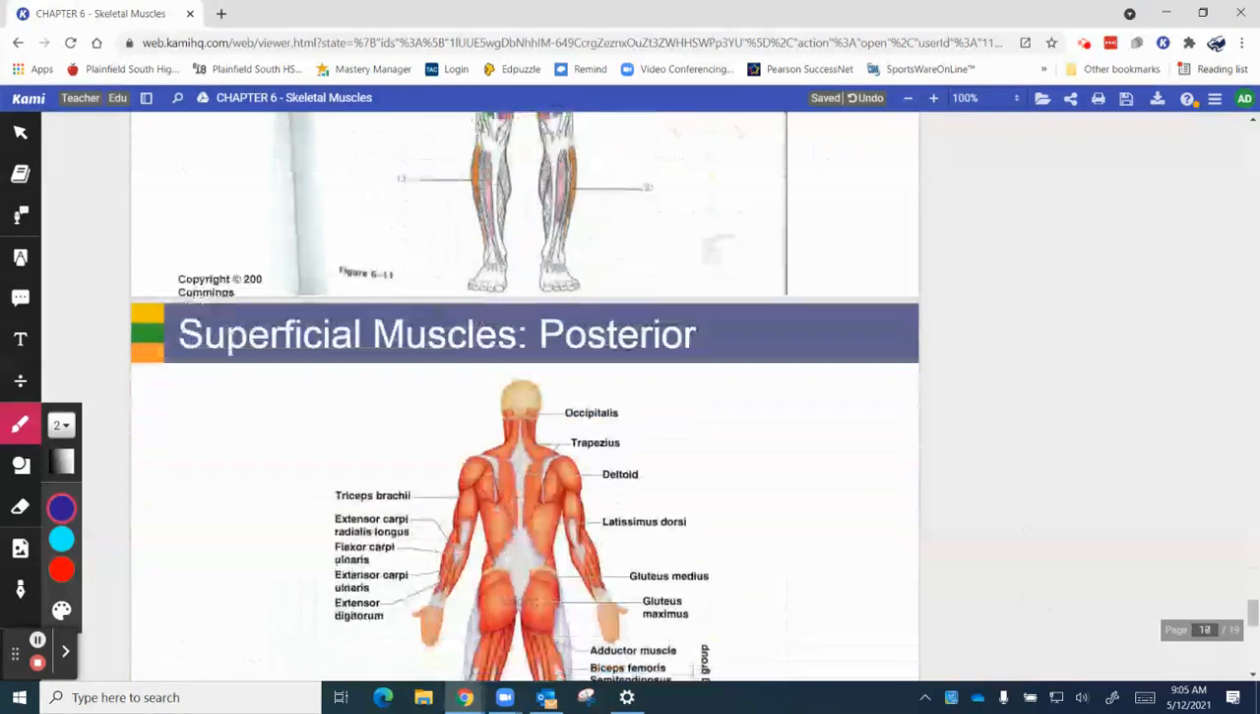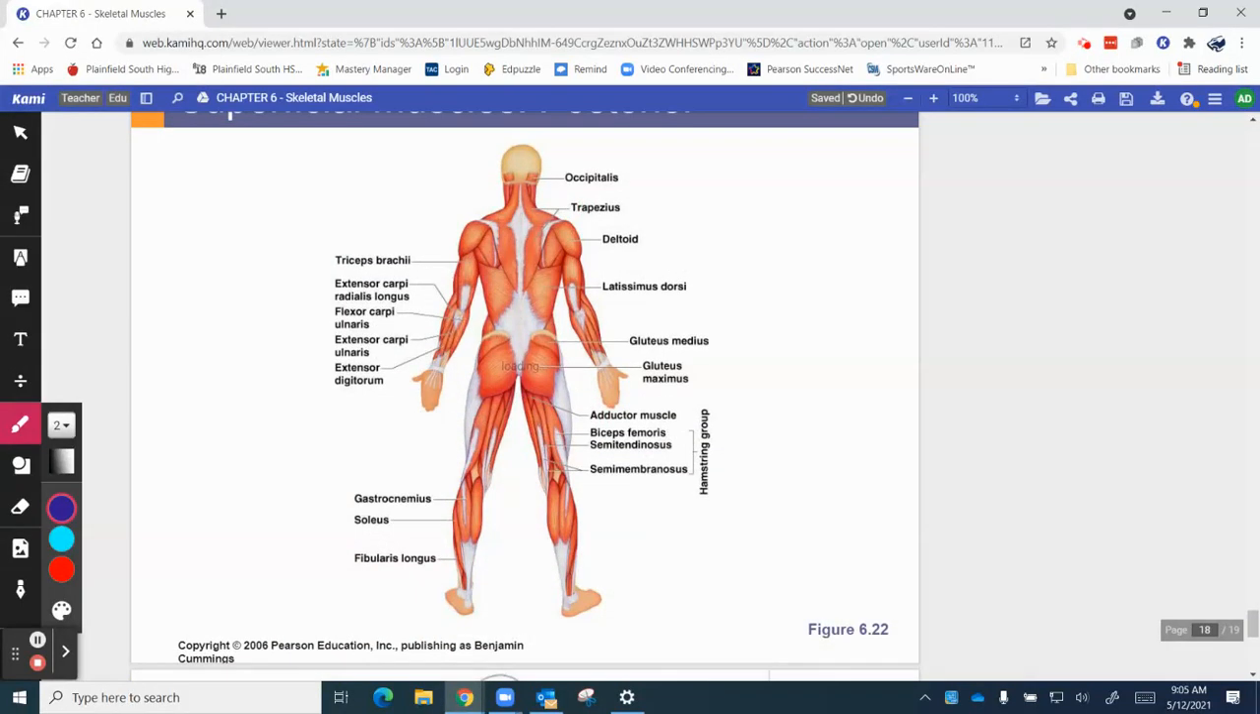All right, there's the picture of it. Backside, you've got occipitalis, trapezius, triceps again. Trying to make sure I get them all for you. We got glute max. And then the ones that we really haven't seen on the backside of the leg yet, there's the hamstring group themselves.